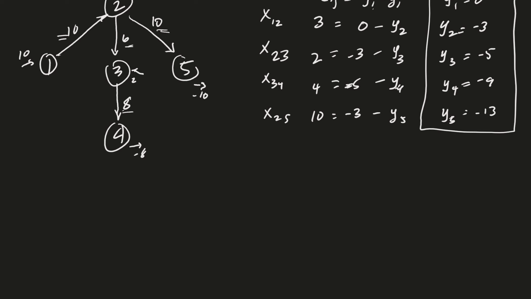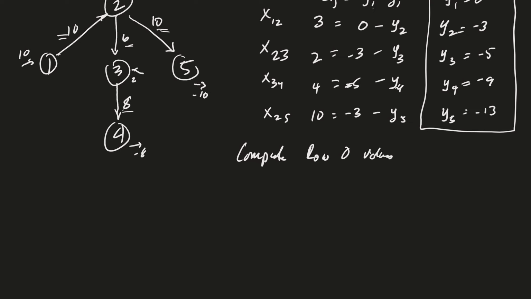Now I have to compute the values. I have to compute row 0 values on the non-basic variables, right? What are my non-basic variable edges here? x13, x14, x35, and what else? x45. And you can double check me on that.